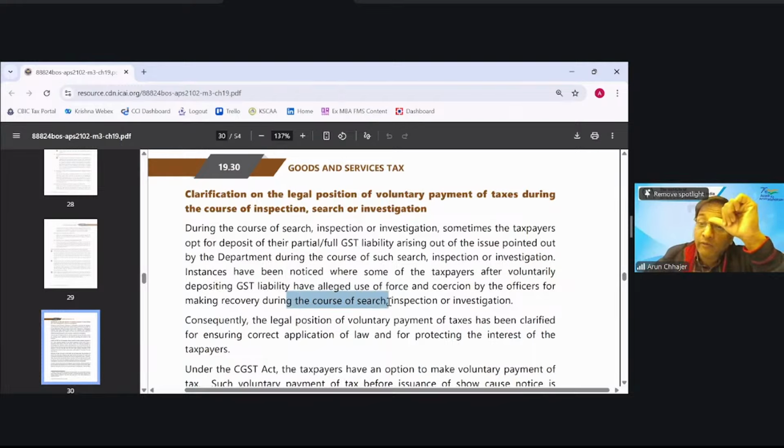Might be you have also heard the same thing, कि वो कहते हैं मतलब in the course of search seizure, the officer is creating pressure on the taxpayer to deposit immediately. They are not waiting for anything.